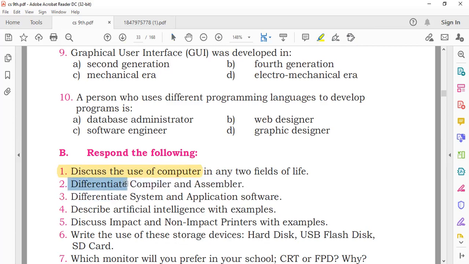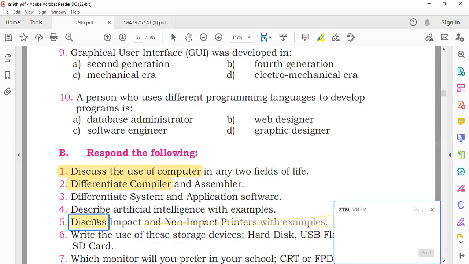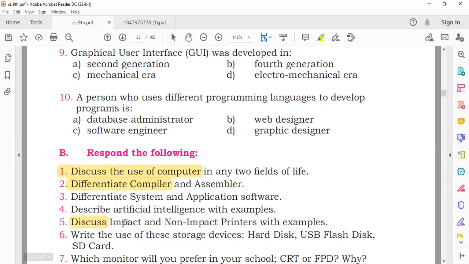So first, this one, I am sure you have covered it. Now you need to do this one: differentiate between the compiler and the assembler, and discuss impact and non-impact printers. Write this question. And which monitor will you prefer in your school, CRT or flat panel display? You need to give your reasons.